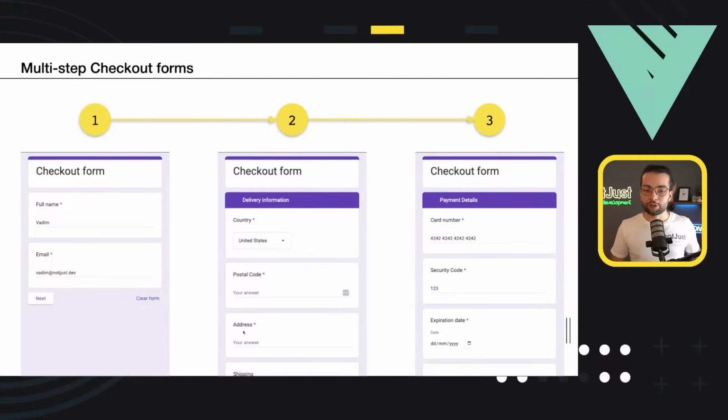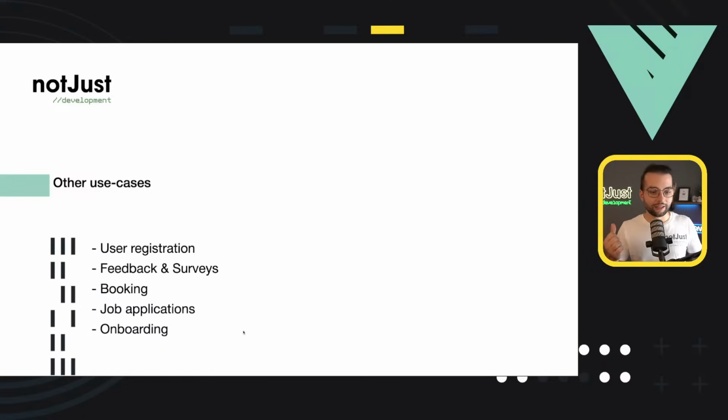This tutorial is going to be useful not only for checkout forms. You can learn a lot from here and apply the same knowledge, the same system to other use cases where you have these multi-step forms like user registration, feedback, and surveys, a booking form, where you might book some accommodation or something else, a job application, or even onboarding. So that's the plan for today. If you're ready, grab yourself a cup of coffee and let's jump into it.